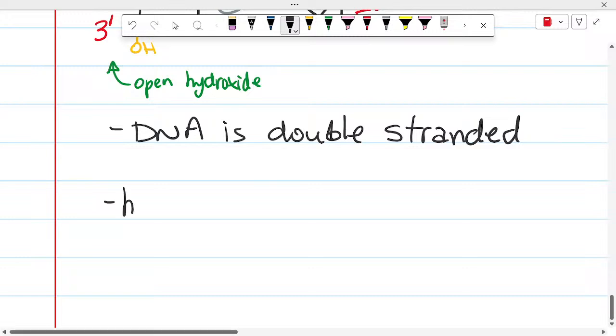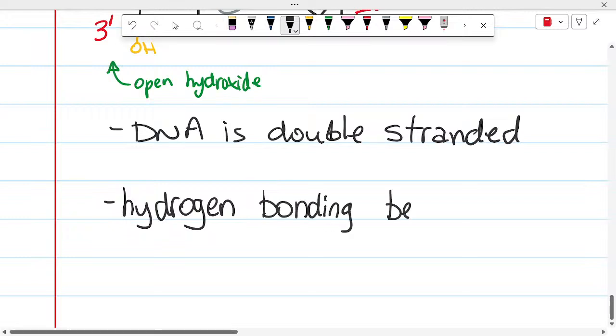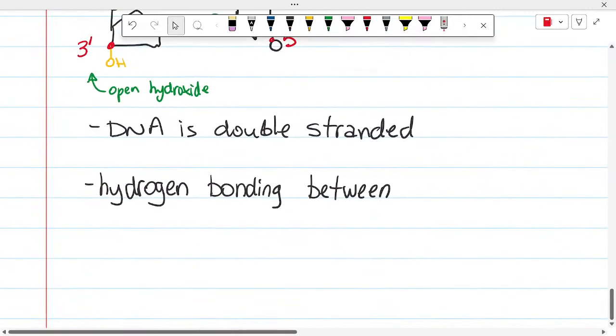All right, so hydrogen bonding between nitrogenous bases holds the two chains together, two strands together.